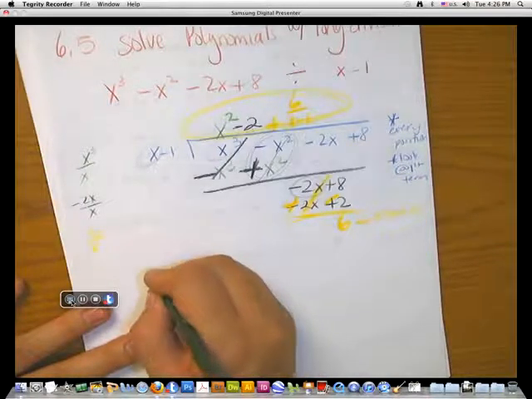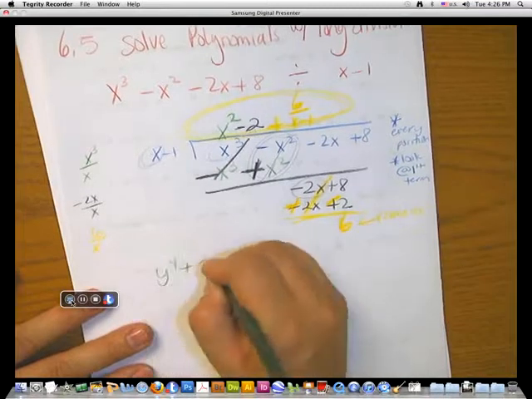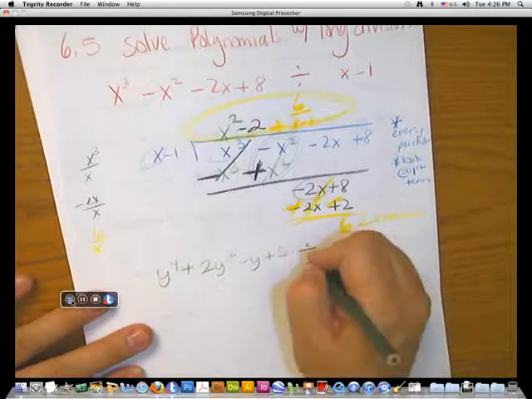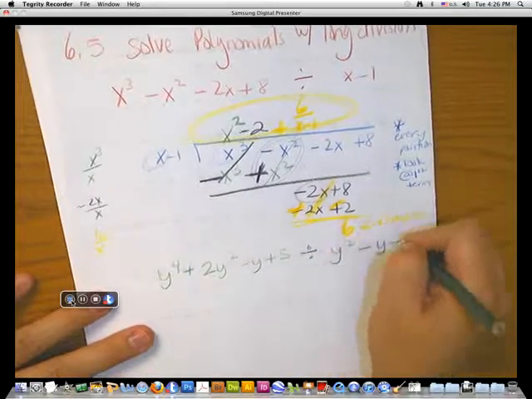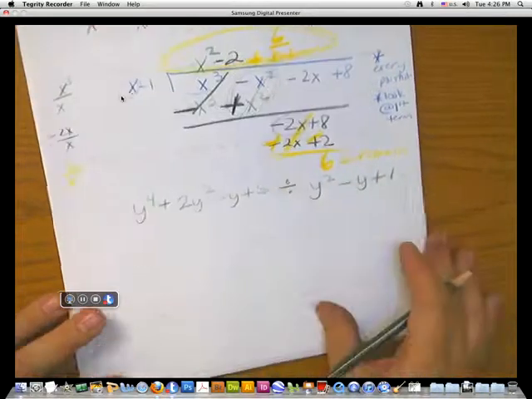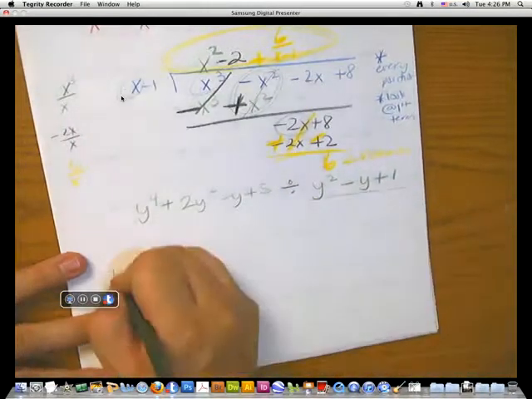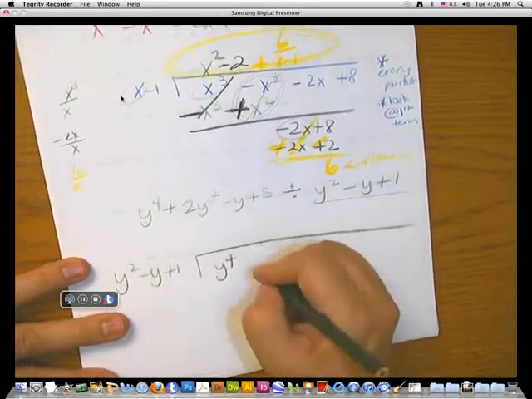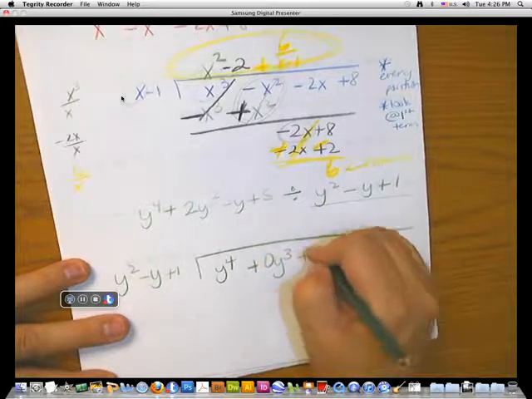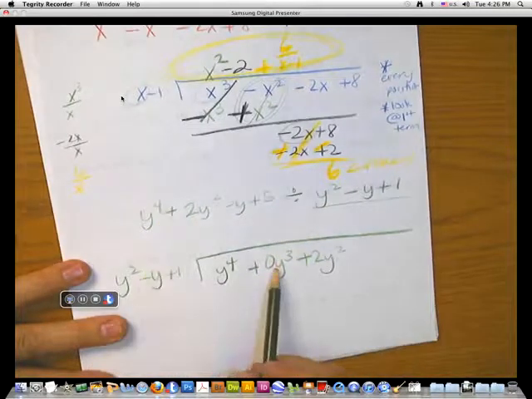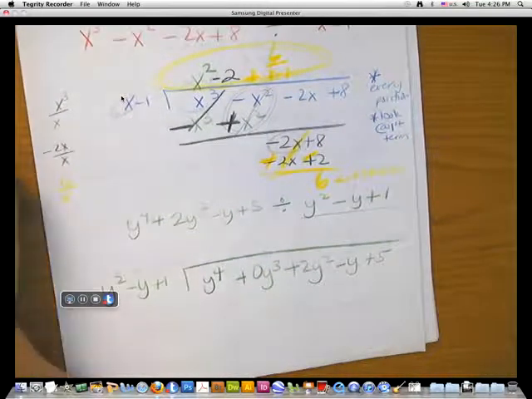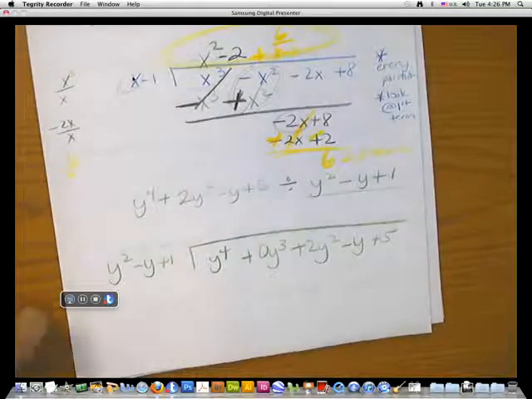Okay, let's look at y to the fourth plus 2y squared minus y plus 5 divided by y squared minus y plus 1. When I set this up, the divisor goes on the outside, the dividend goes on the inside, but every position must be accounted for. So because there's no cubed, I have to put one in. Whether I use it through the problem or not, I have to always consider that it's a possibility that it's there and I need to have a position for it.